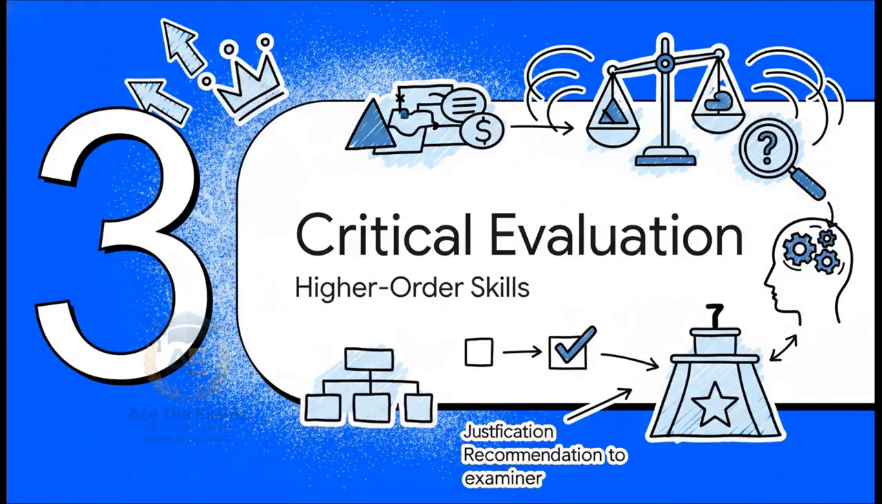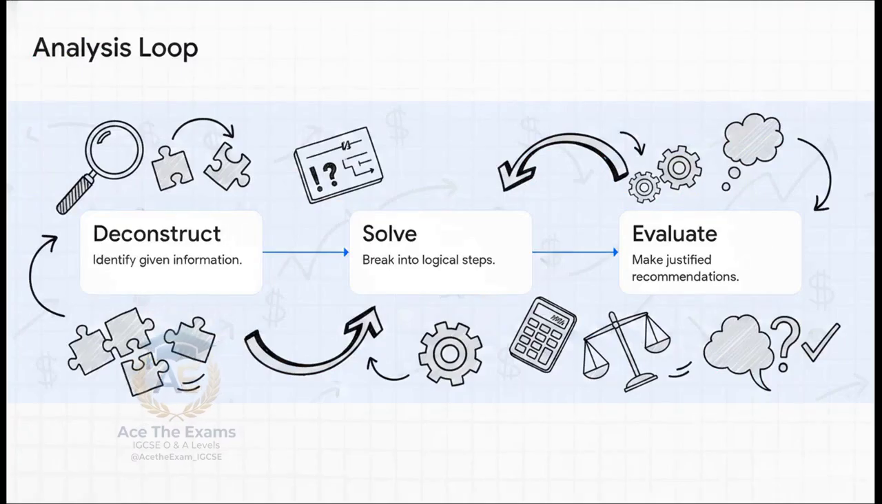Let's transition into Section 3, Critical Evaluation. I want you to memorize this loop. Deconstruct, solve, evaluate. This is the absolute engine for critical analysis, and it is how you build a flawless, full-mark response paragraph by paragraph. First, you deconstruct the given information. Then you solve the problem systematically. But here is the critical part. You do not stop there. The majority of candidates stop at solve. To get into the top band, you must then evaluate and justify.